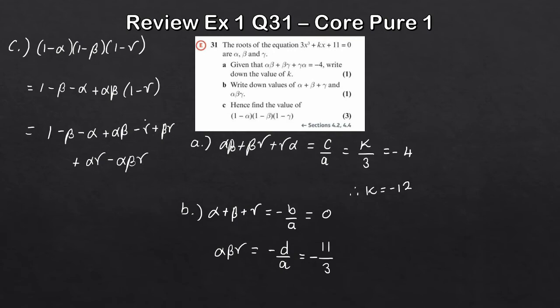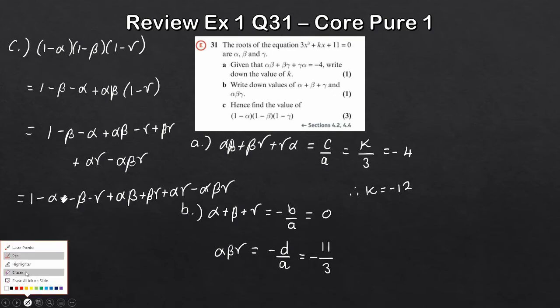Okay, so let's just collect everything that we know here. Well, this is 1 minus alpha plus, minus beta minus gamma plus alpha beta plus beta gamma plus alpha gamma, and then finally minus alpha beta gamma. Well, so let me just get rid of this just so it's not confusing.